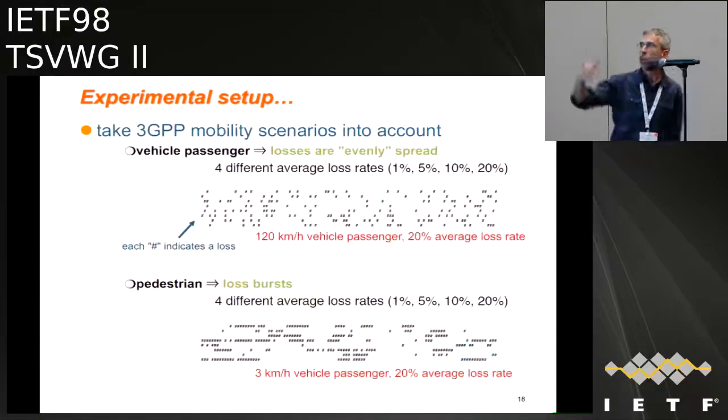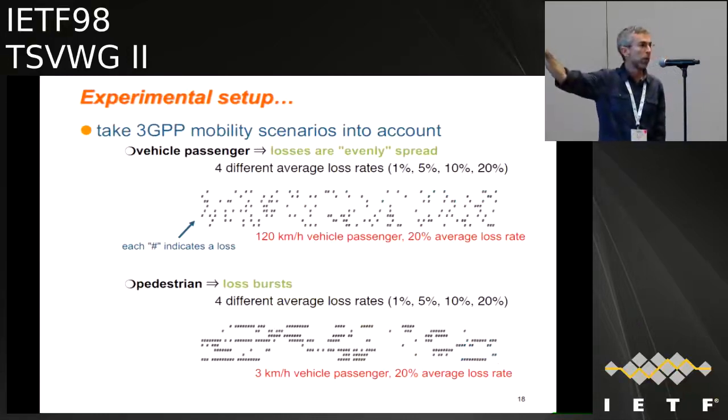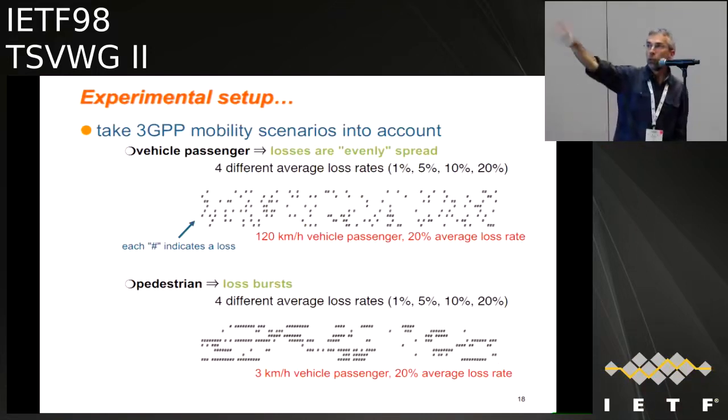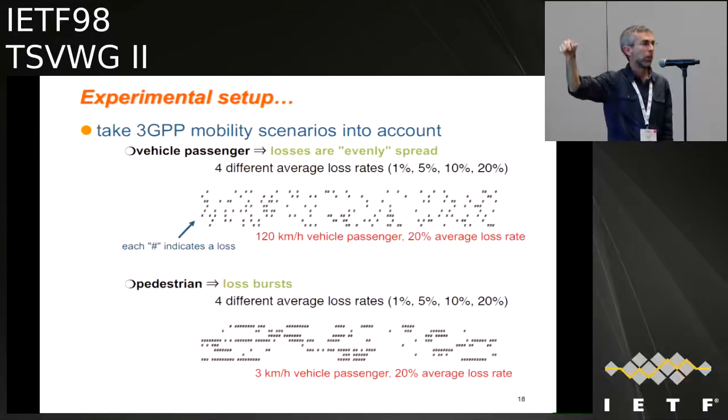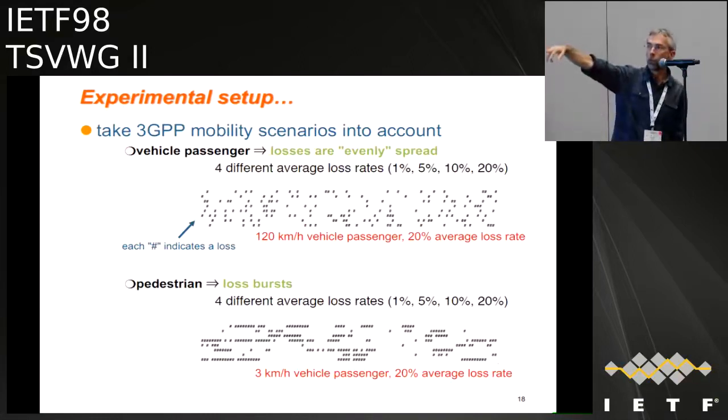Next. Next. I will skip this slide. It's not that important. Just one more slide to introduce the loss models that we considered. Those loss models are the mobility models by 3GPP. There are two types of mobility considered. One of them is for a vehicle passenger, and the other one for a pedestrian. And in those two figures, what you see is the packet losses. When there is a white space, the packet gets to the destination. When there is a sharp sign, it means that there is a packet loss.